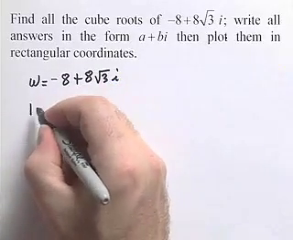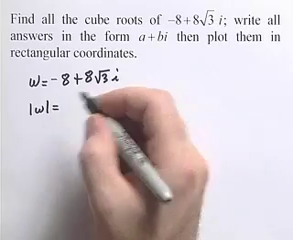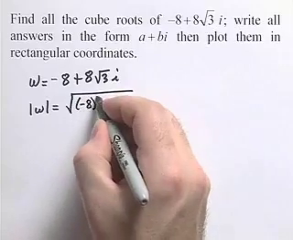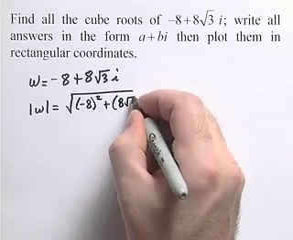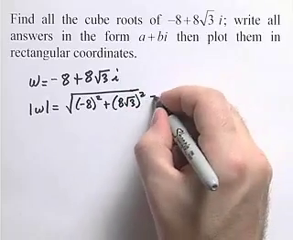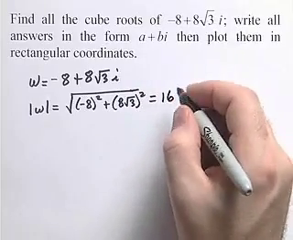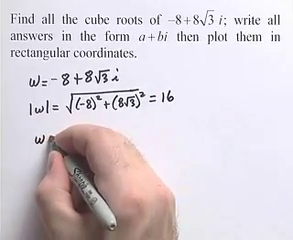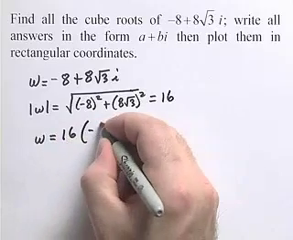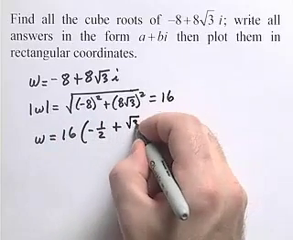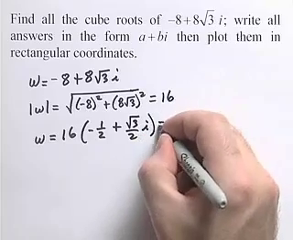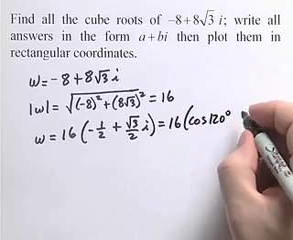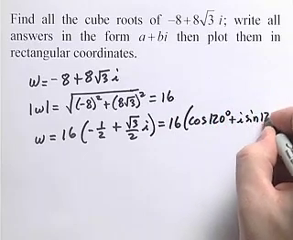Next, we need to find the magnitude of w. Remember that the magnitude of the complex number is also equal to r. The magnitude is going to be the square root of negative 8 squared plus 8 times the square root of 3 squared. And then it gives us that the magnitude is equal to 16. So we can write w, this complex number, in polar form as w is equal to 16 times negative 1/2 plus the square root of 3 over 2 times i, which is equal to 16 times the cosine of 120 degrees plus i times the sine of 120 degrees.